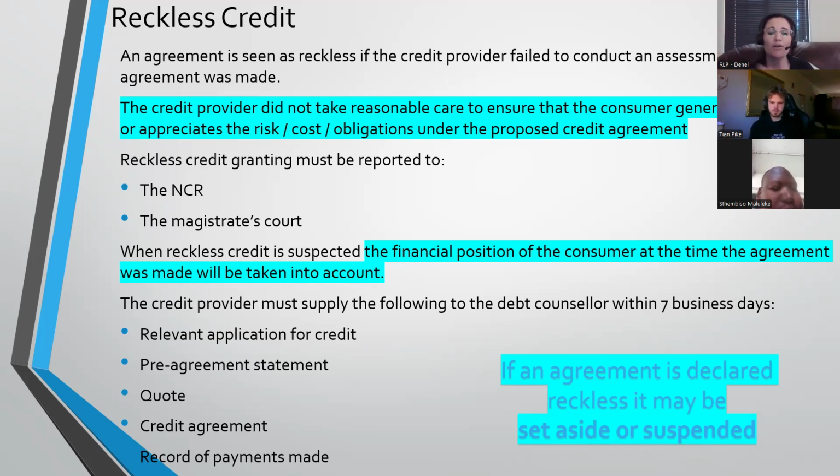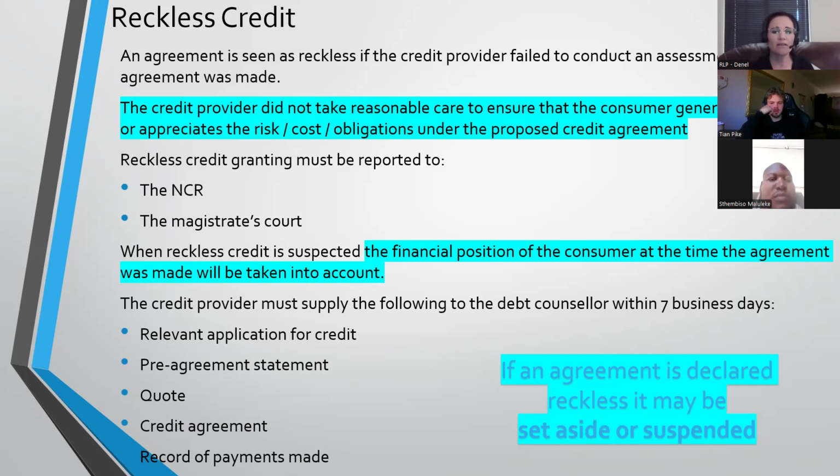So when they ask this question in the exam, they always ask you what happens if an agreement is declared reckless. And the first option they give you is they say that the credit provider can continue with legal action against the consumer. But why will the credit provider be able to charge or continue with legal action if they are the guilty ones? Because they were not supposed to grant the credit in the first place. So that option cannot be correct.